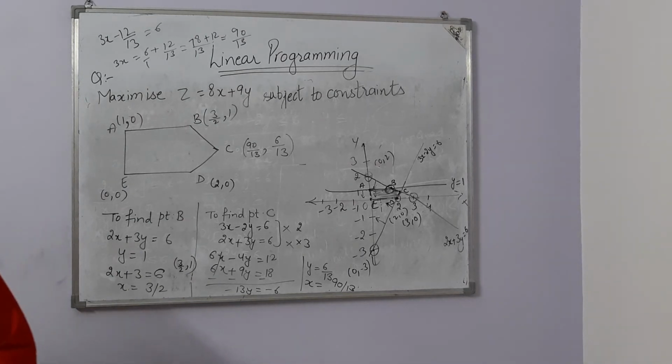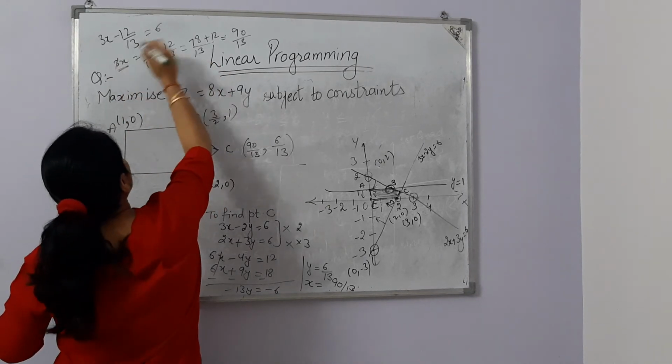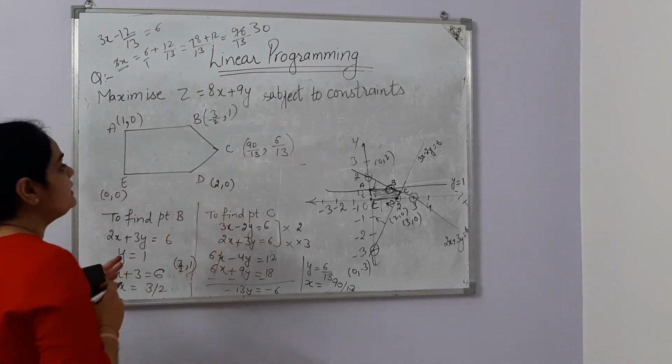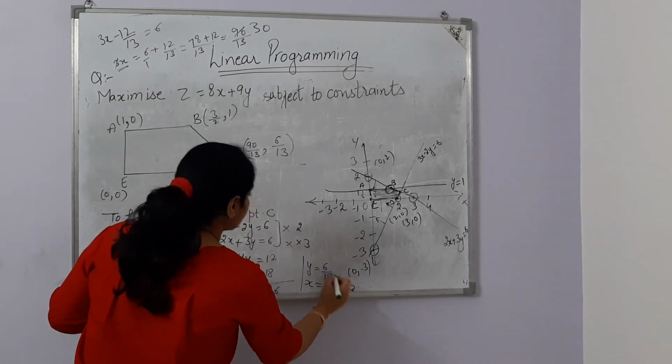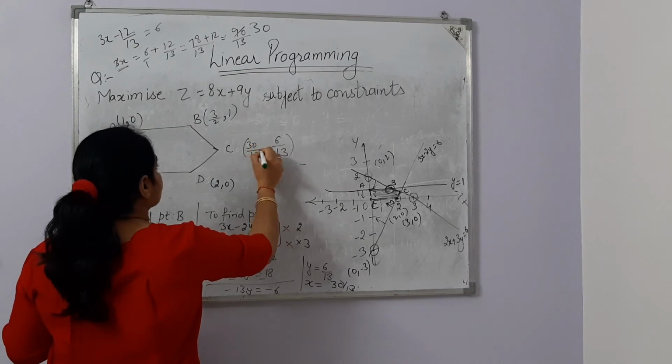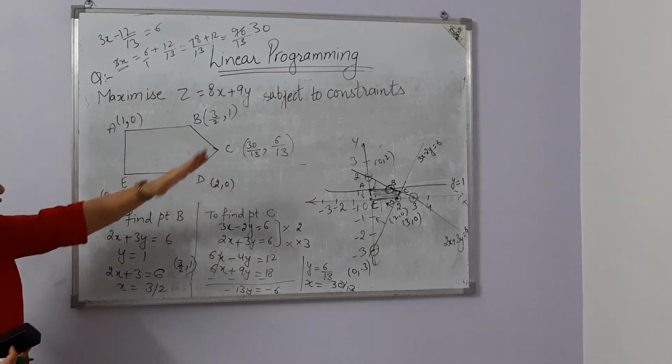Okay, we made a mistake here. Here it is 3x, so we need to cut it out. It is 30 by 13. So it is not 90 by 13, it is 30 by 13. So C is (30/13, 6/13). Now we have all the points.